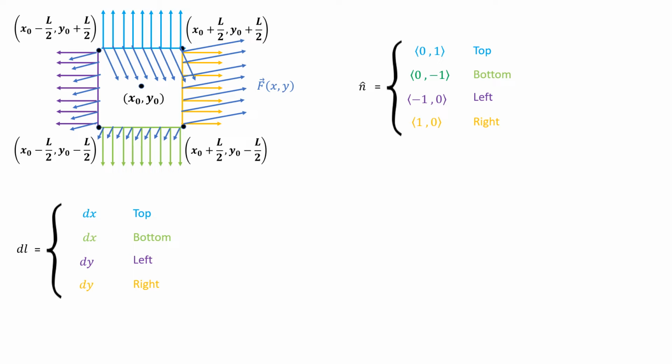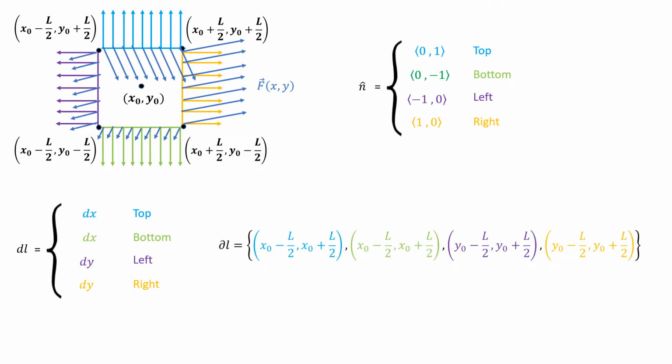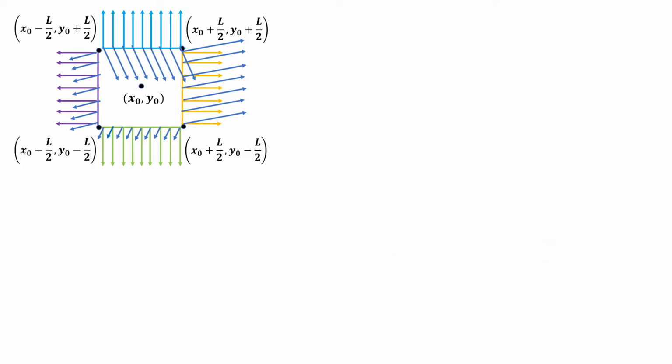And lastly, we will use delta L to denote our square boundary, which will be expressed as a set containing our intervals for the top (blue), bottom (green), left (purple), and right (orange) bounds. As stated previously, the divergence at a particular point is the local flux around an infinitesimally small surface enclosing our point per area.